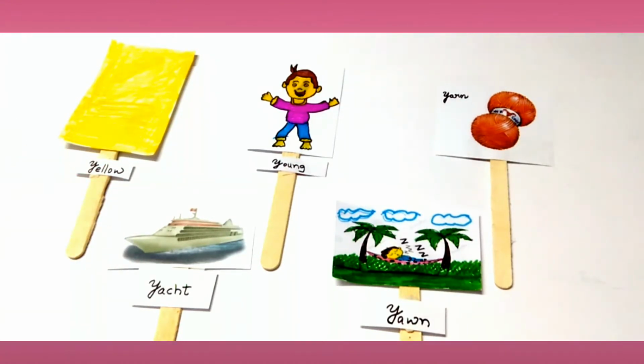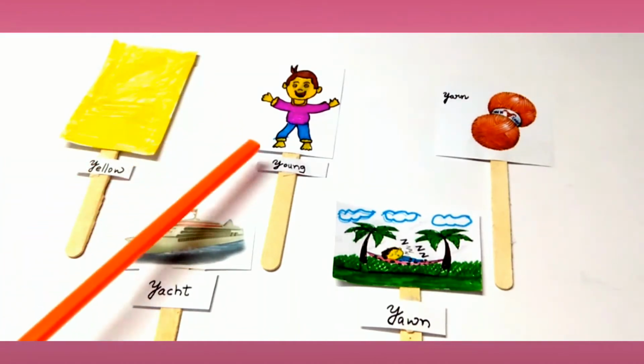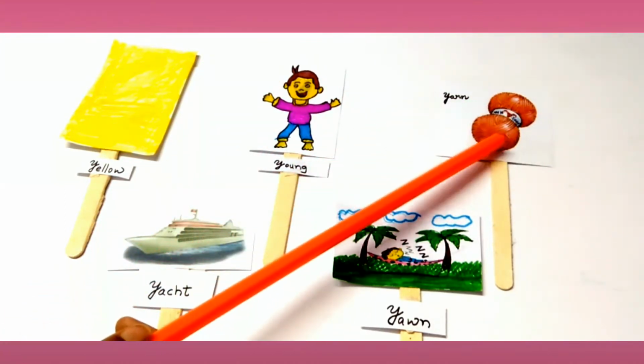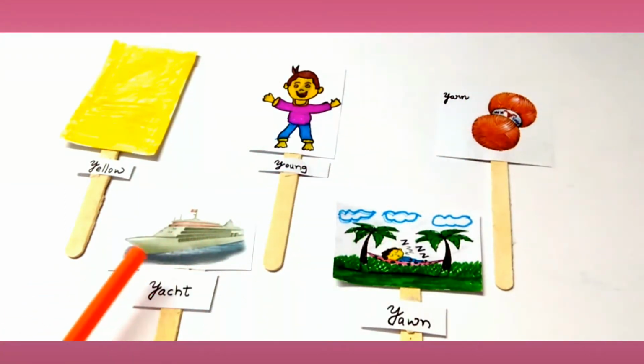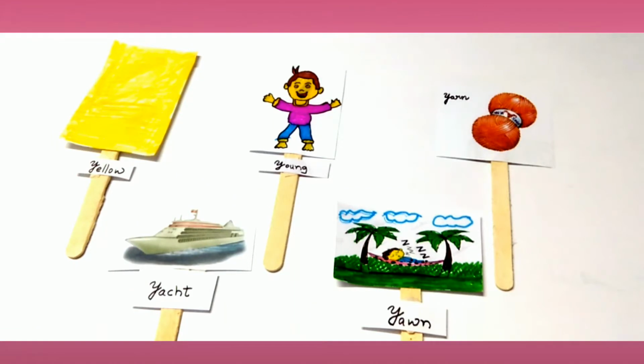Today we are going to learn how to write letter Y. Y phonic sound is ya. Y for yellow. Y for young. Y for yarn. Y for yacht. So Y phonic sound is ya.